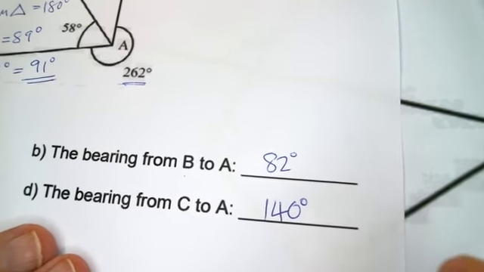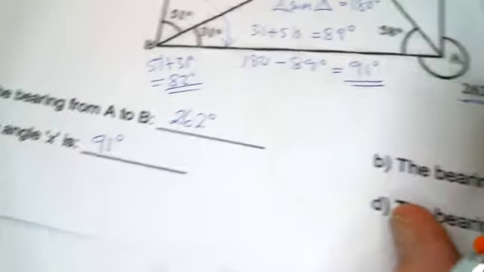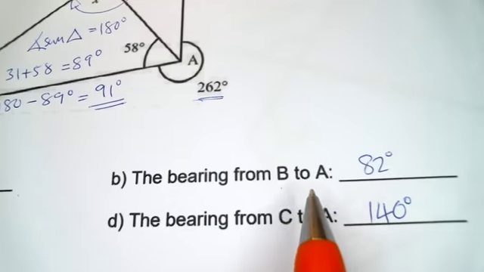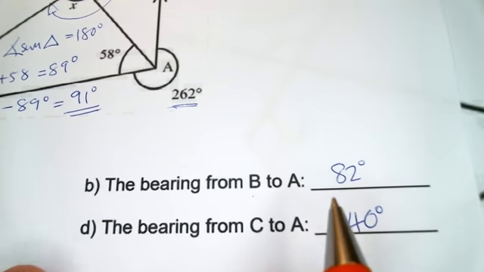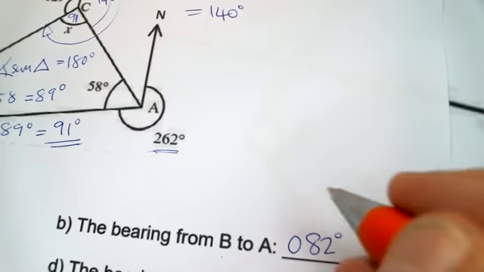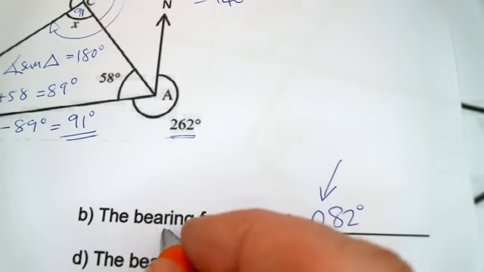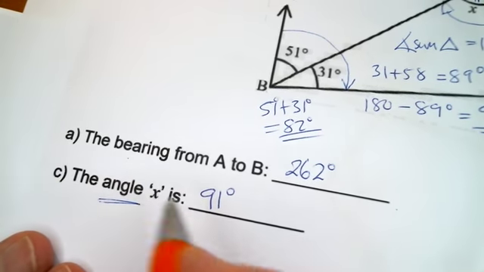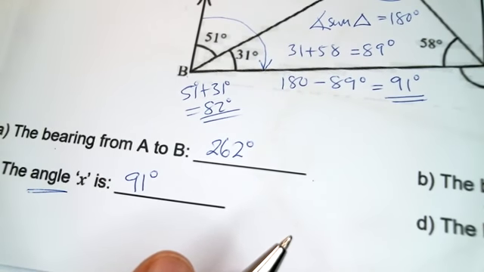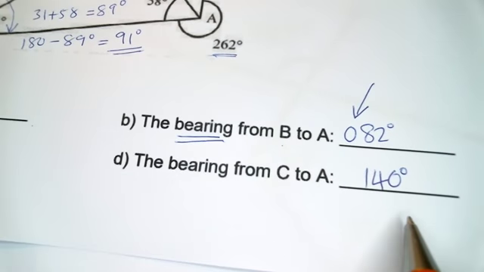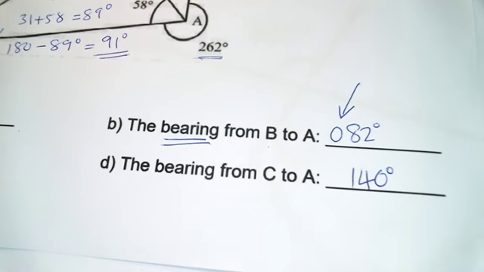Now, I have made a mistake here. The angle X is 91, that's correct. But it says the bearing from B to A is 82. Well, it is, but a bearing always has to be three digits, so I've got to put a 0 in here as well, because it says it's a bearing. If it's just an angle, it's only the angle that it is. But a bearing must be three digits, so you must include that 0. Hopefully that's useful, folks.